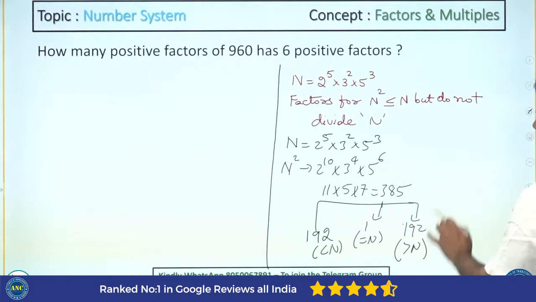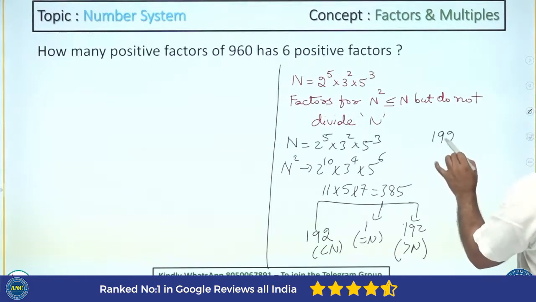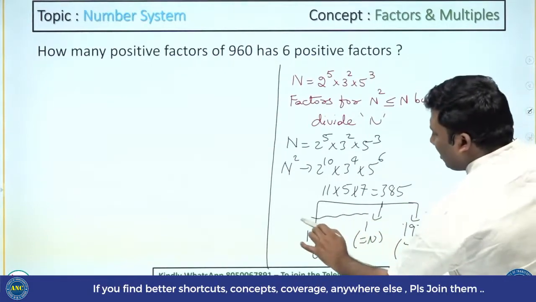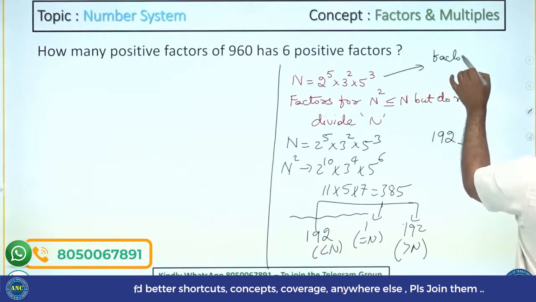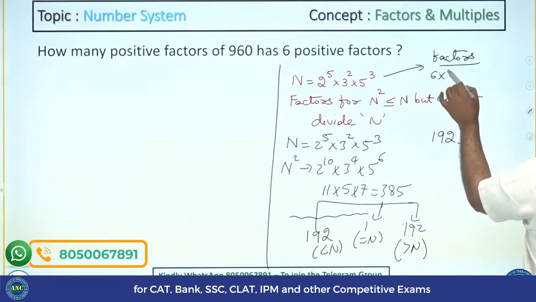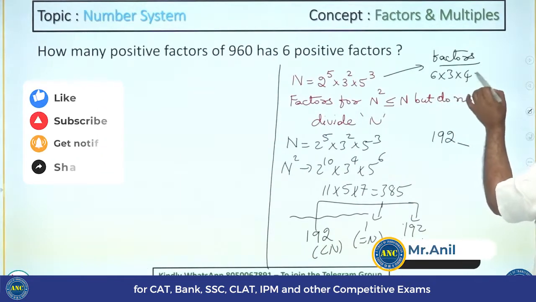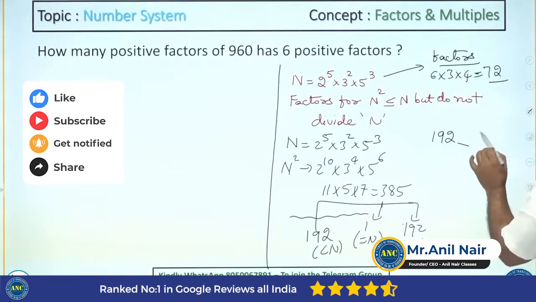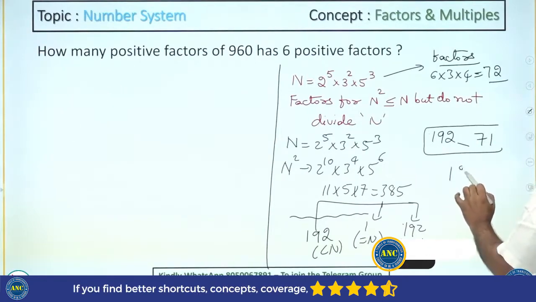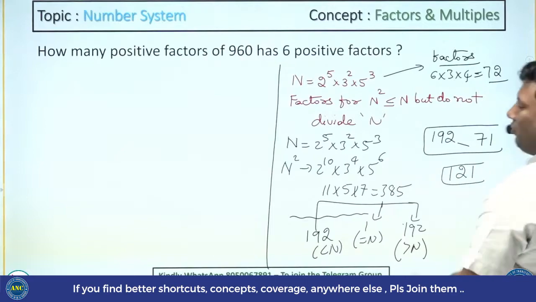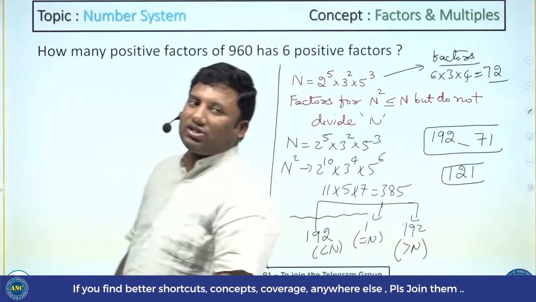Are you all with me? In that 192, how many factors are just less than n? Totally, how many factors will be there for n? 6 into 3 into 4. 18 fours are 72. Less than n, the number itself we have to omit. So it is 121. Very easy if you understand that.